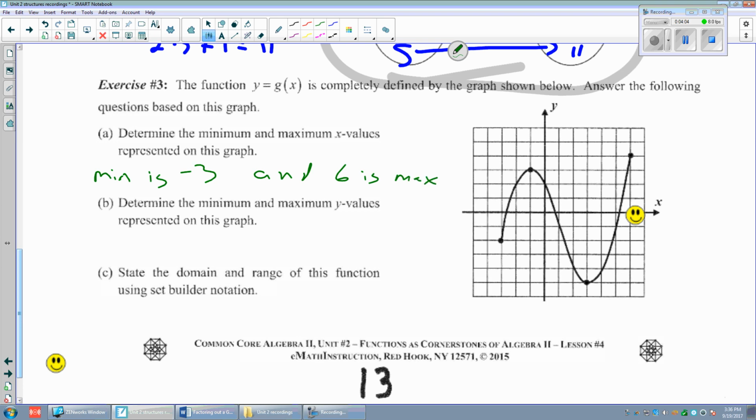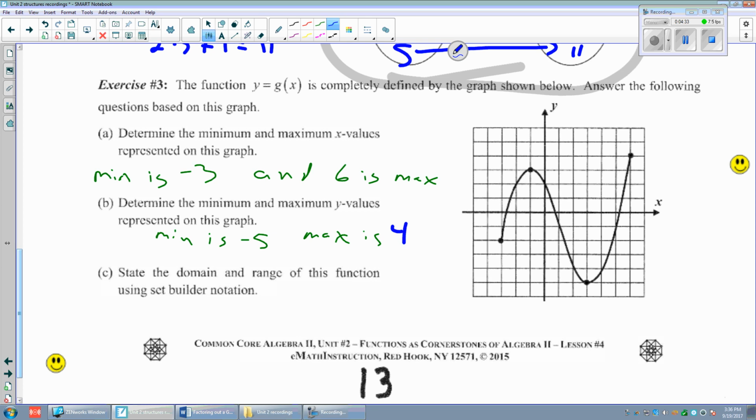Determine the minimum and maximum y values represented in this graph. Minimum y, the lowest, not here, the lowest. Negative 1, negative 2, negative 3, negative 4, negative 5. Min is negative 5. Max is right there. 1, 2, 3, 4. Highest y value, positive 4.